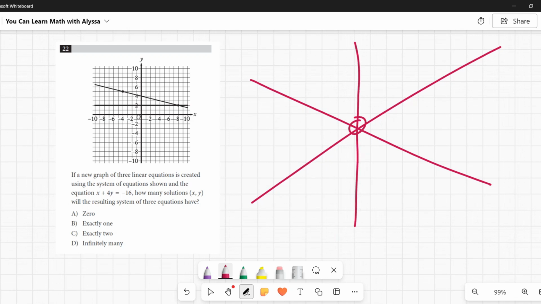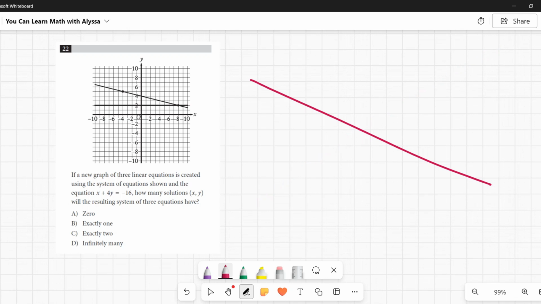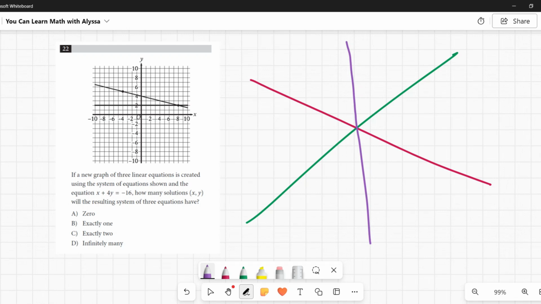1 is the maximum. So our options are 0, exactly 1, exactly 2, or infinitely many. 0 is a possibility if I have 3 lines in this system of equations. I want to draw them in different colors so you can really see this. If I had a line that doesn't go through this other point at all, then that would be 0 solutions. If it goes right through the middle, that would be 1 solution. 2 is not possible. Cannot intersect twice.